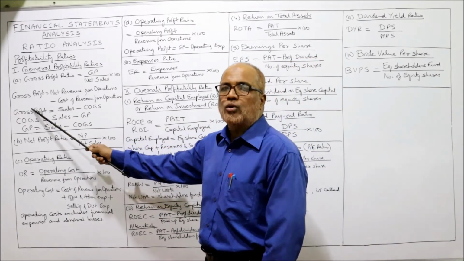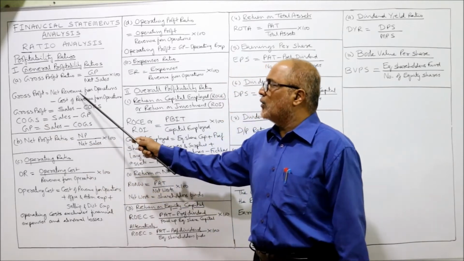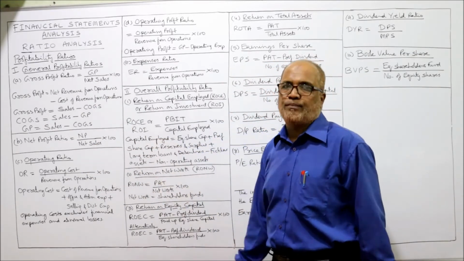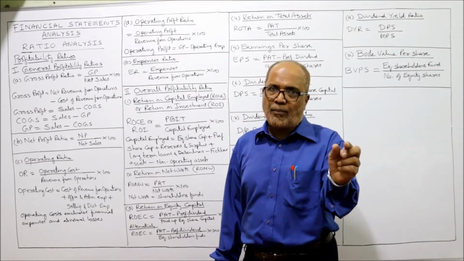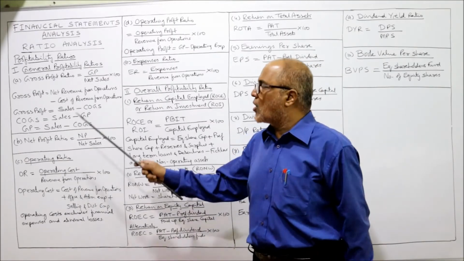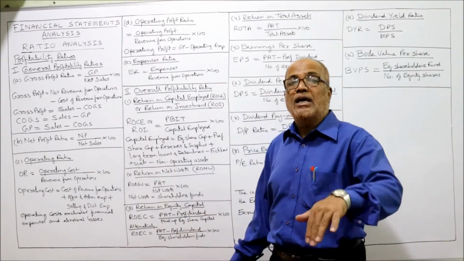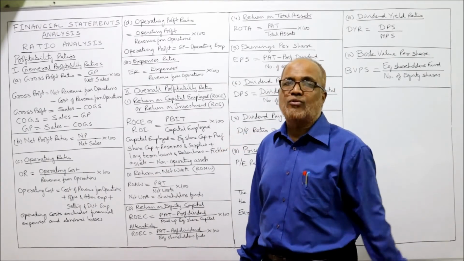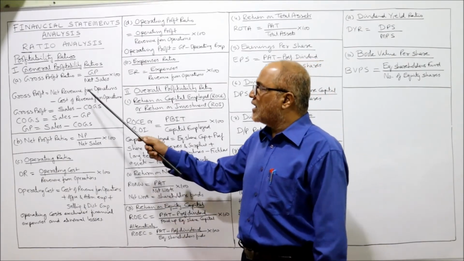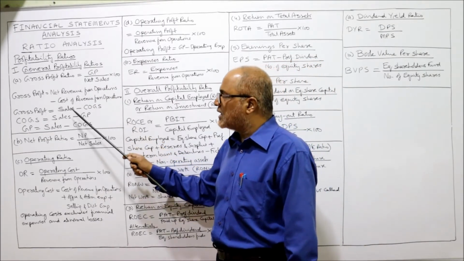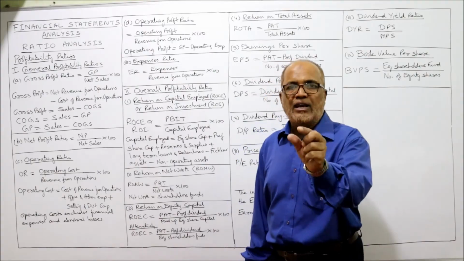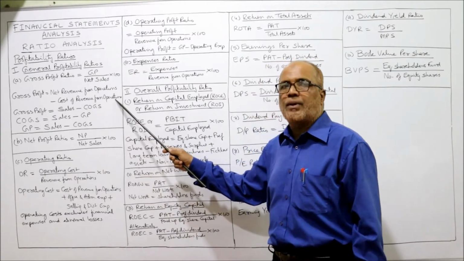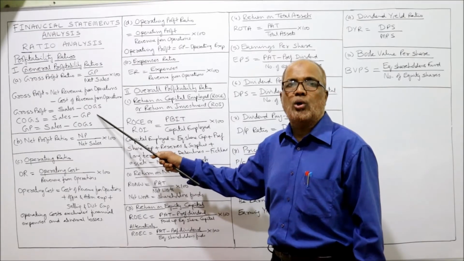So how to find out the gross profit? Net revenue from operations minus cost of revenue from operations. In simple words, we can say sales minus cost of goods sold, because revenue from operation is nothing but sales. And cost of revenue from operations means cost of goods sold.